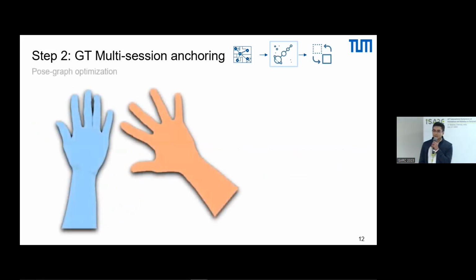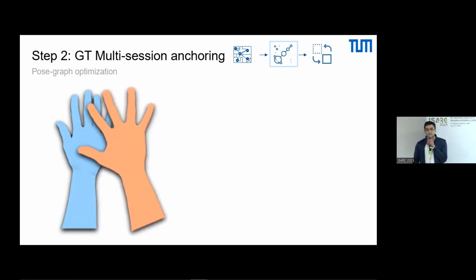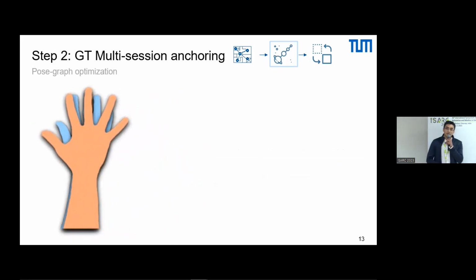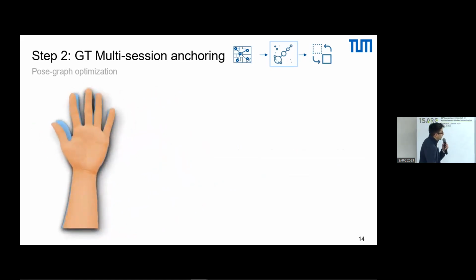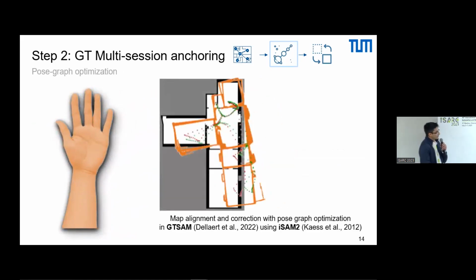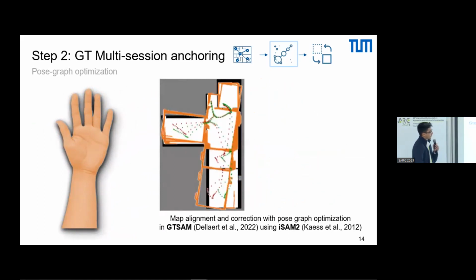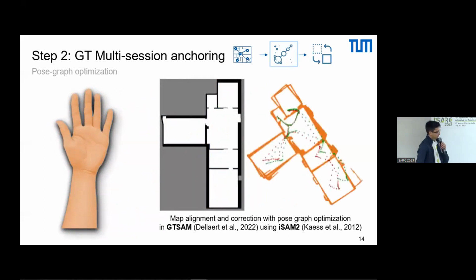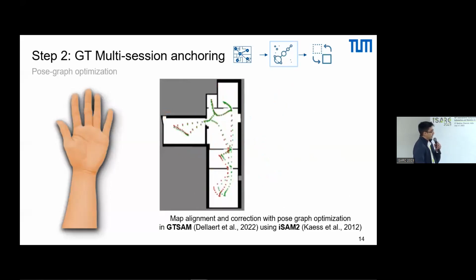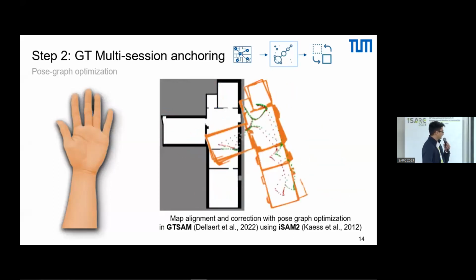Coming back to the analogy, this is the reference map or BIM model, and we can have a drifted map with SLAM. With the pose graph optimization process, we bring them together and reduce the drift of the SLAM map. Here is how it looks with the real scans. You have a drifted map, and you correct it, aligning it with the BIM model. This is done in GTSAM and uses incremental optimization.